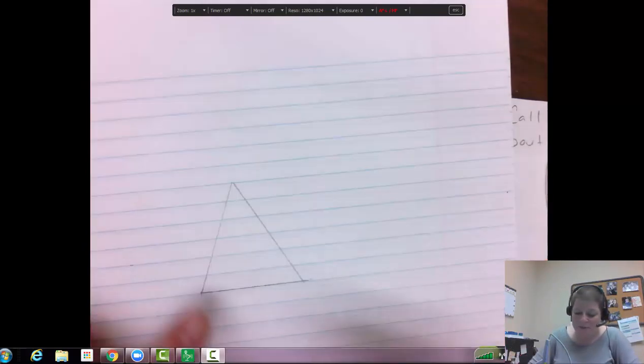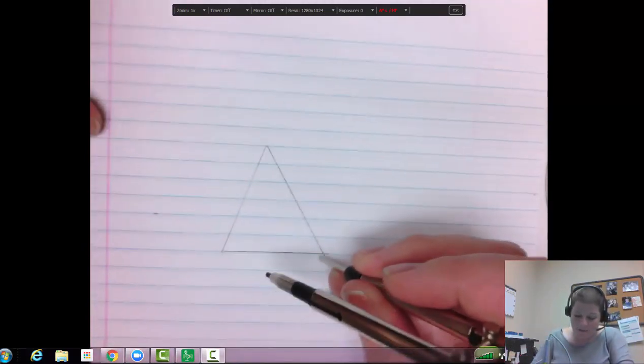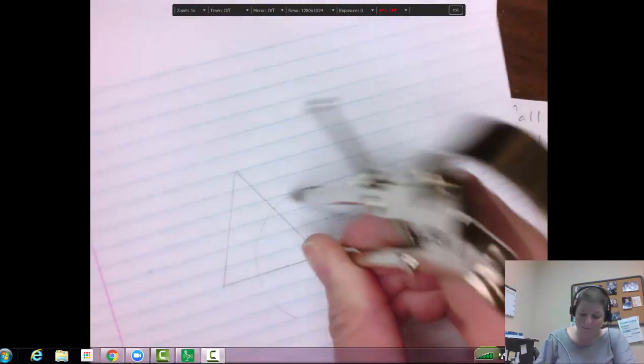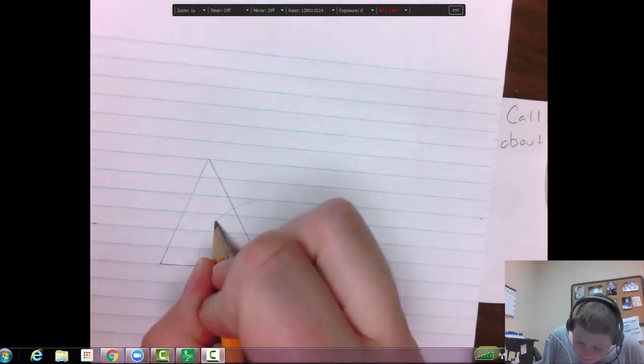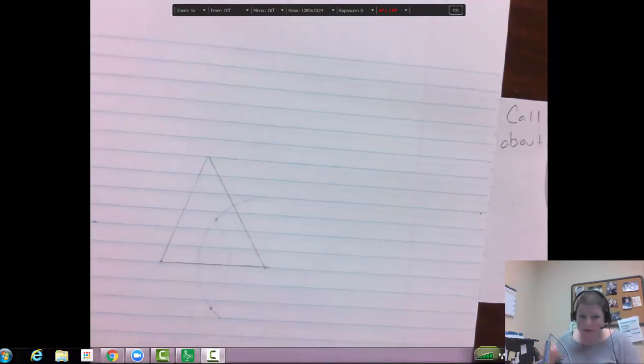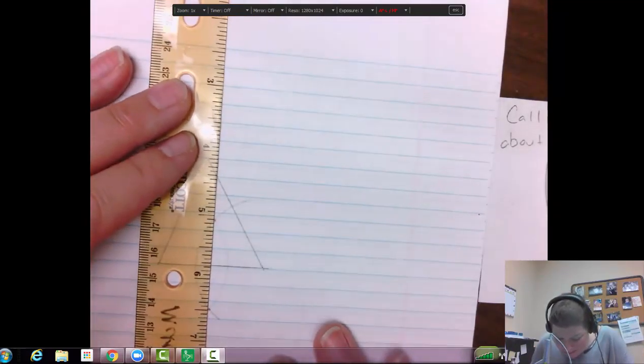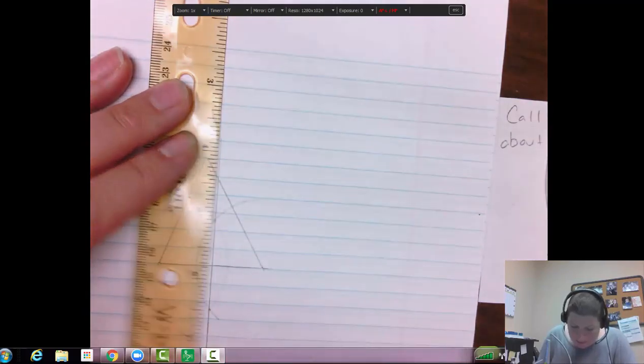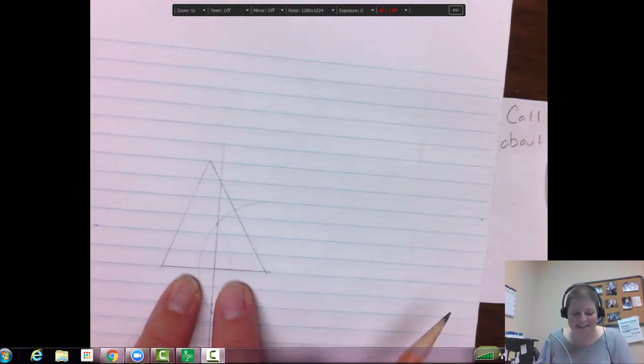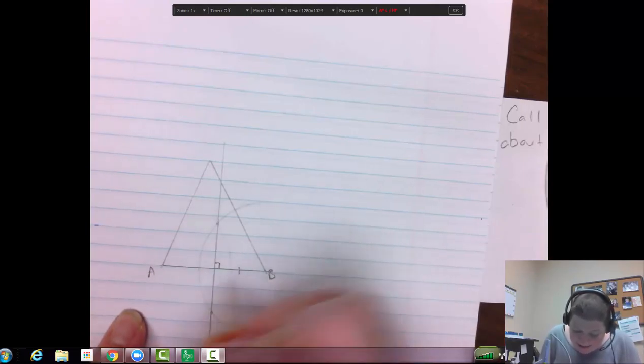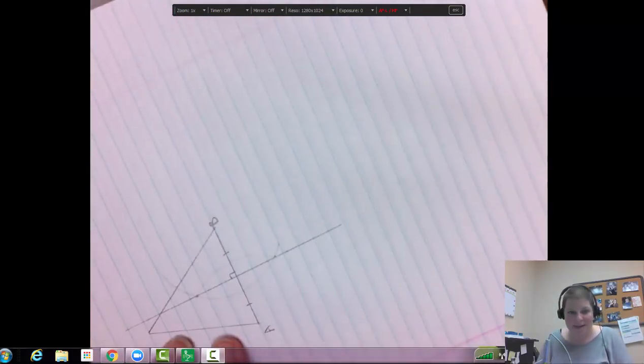So I'm going to start with this bottom one, and I'm going to make an arc from both sides. And where those connect, remember, is how you found the perpendicular bisector. So this line, which I'm going to do in pencil, is perpendicular to this AB, and it made these two equal. That's our perpendicular bisector. Now I'm going to turn this, and I am going to do the same thing to this side.